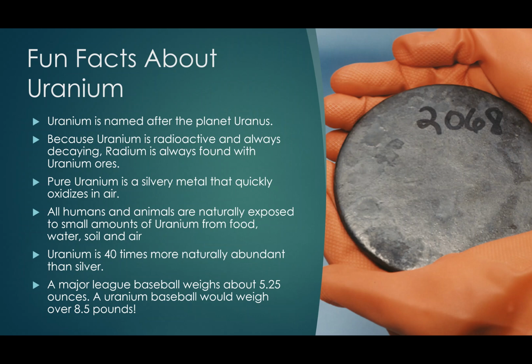A Major League Baseball weighs about 5.25, or 5 1/4 ounces. A uranium baseball would weigh over 8.5 pounds.